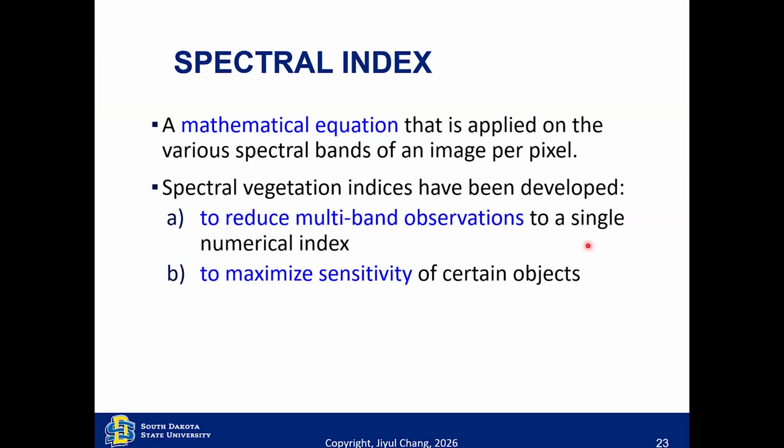If you want to use single band images, you need to use maybe 2, 3, or 5 band values. But if you use an equation to combine all these different bands, we can make only one number from the 2 or 3 different bands. We call this an index. An index is very useful, and the index numbers also maximize the sensitivity to a certain object.